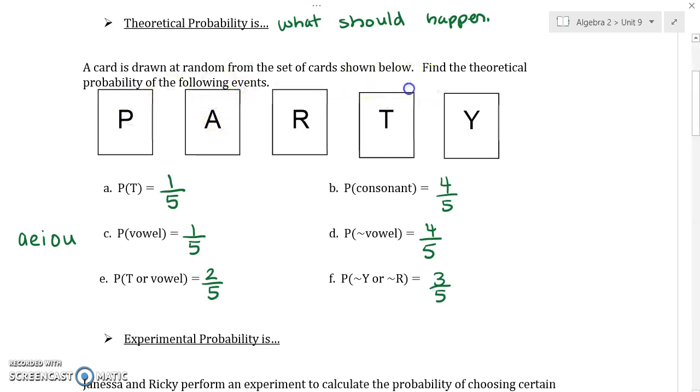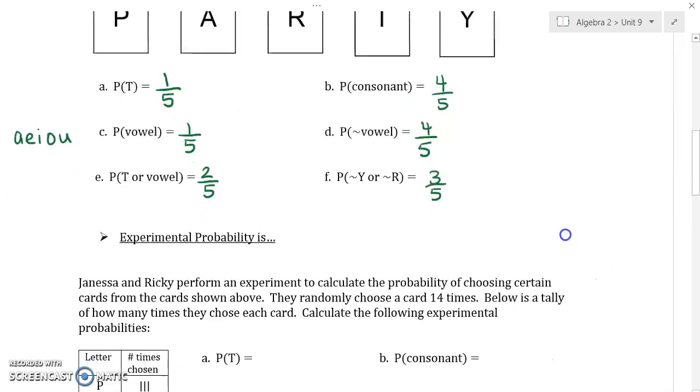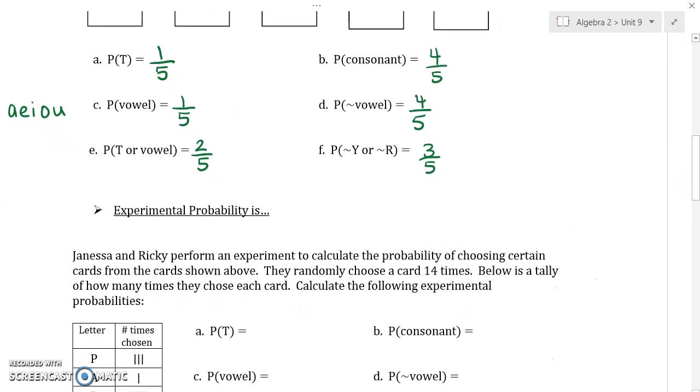So now let's talk about experimental probability. Experimental probability is what happens. So what happens when we run the experiment? And basically this changes every time we run the experiment. So what we thought should happen might not necessarily happen depending on our experiment, okay?